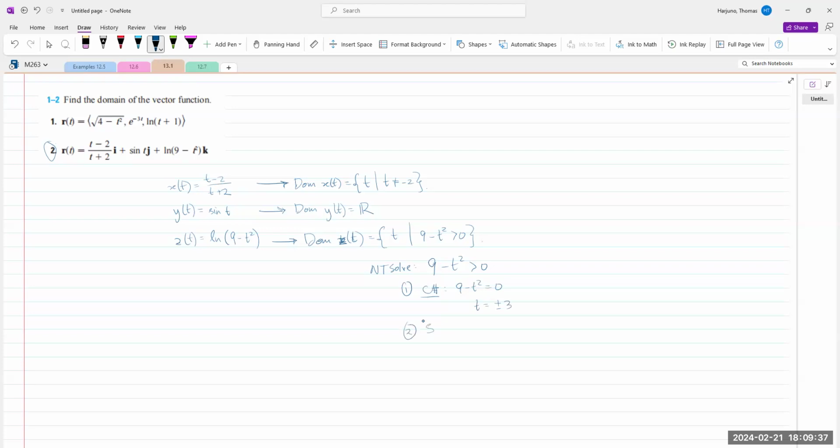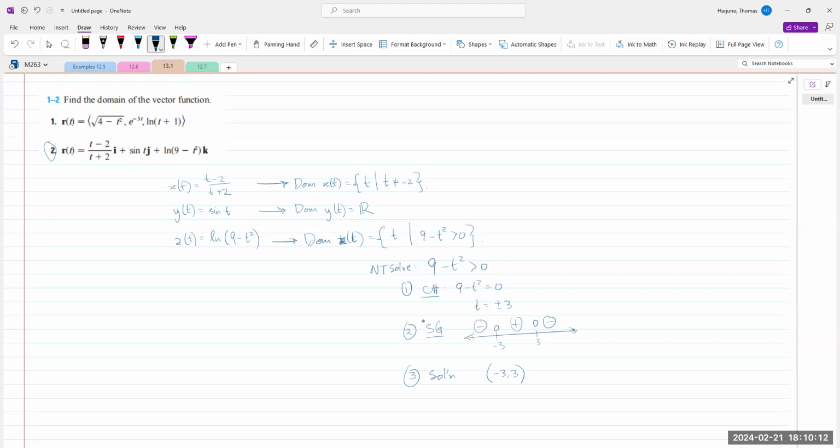Step 2, we do the sign graph. Negative 3 and 3, both of them will give us 0 in the polynomial. But then the graph is actually facing down, so if we do testing points, the signs, the plus minus, will be as follows. Right? So the solution from here will be the interval from negative 3 to 3.